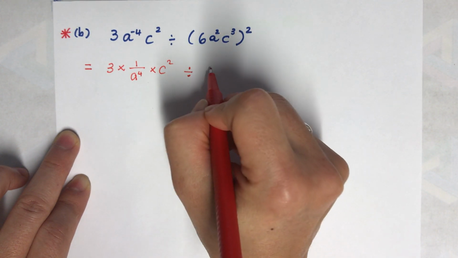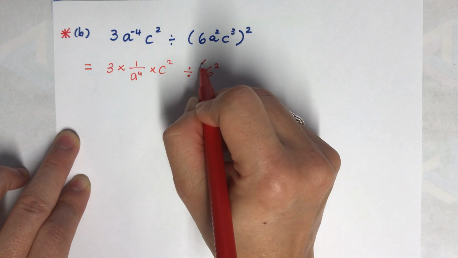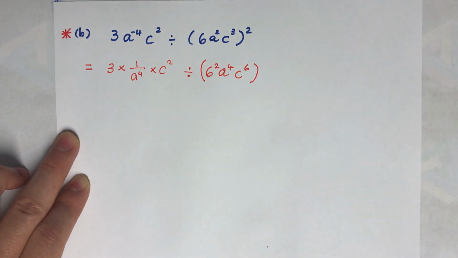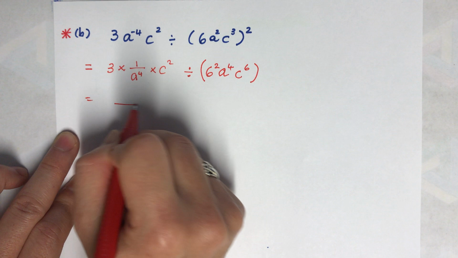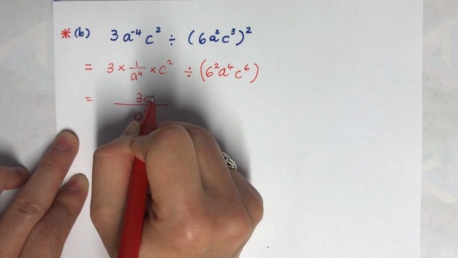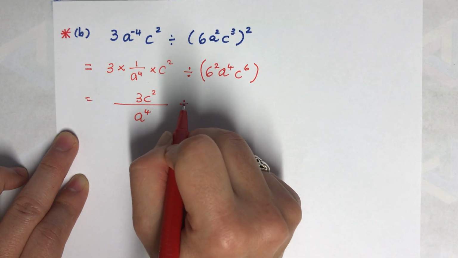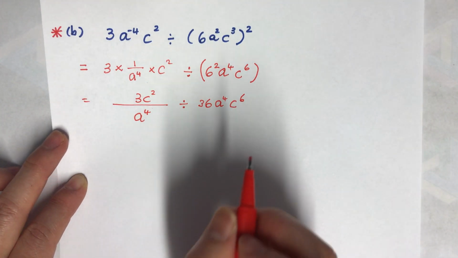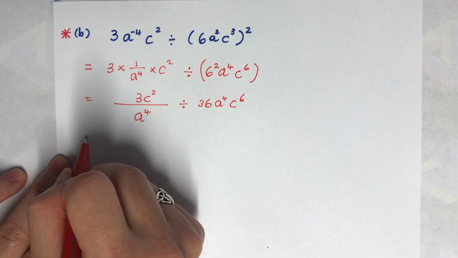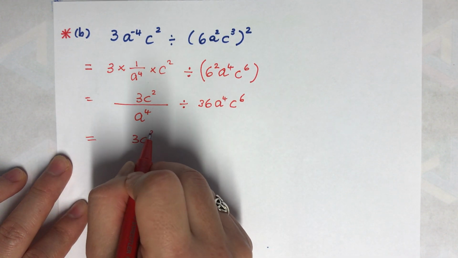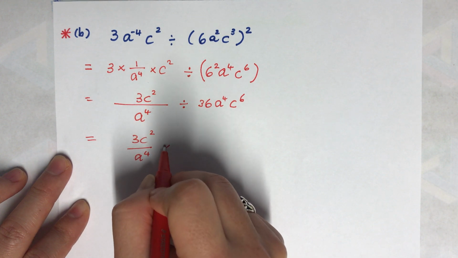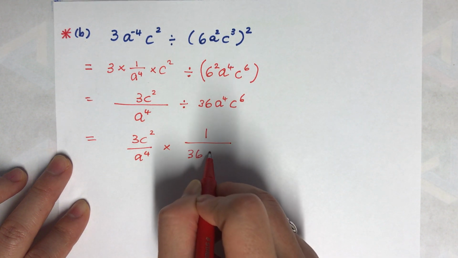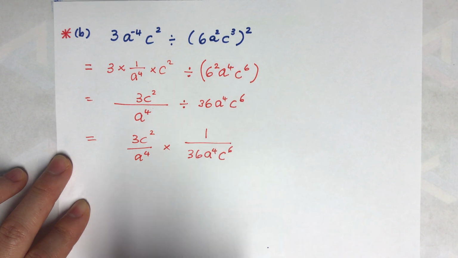Divided by, I'm going to expand this one. 6 to the power of 2, I'm going to put that in brackets. 2 times 2, 3 times 2. Okay, not too bad. And I'm going to put these all into a fraction. So 3c squared. Excellent. And divided by 36, a to the power of 4, c to the power of 6. And then what happens now is I'm going to make it a fraction. Remember, if I change this division to times, you flip. So 1 over 36, a to the power of 4, c to the power of 6.